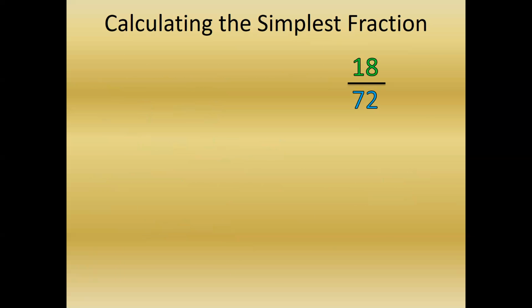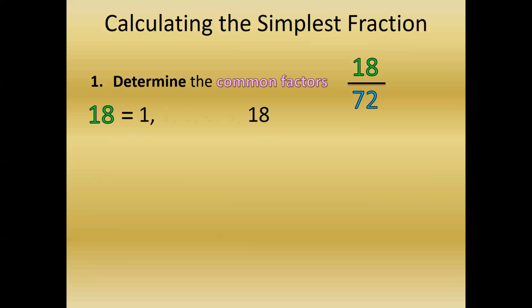So now we're going to do another one. This one's a little bit bigger, but I'm sure you guys will be okay. We'll try to do it together, see if you guys can get ahead of me and get the answer before I do. Our very first step is to determine the common factors. First we have to go through the factors of each number. The factors of 18 could be 1 and 18, 2 and 9, 3 and 6.